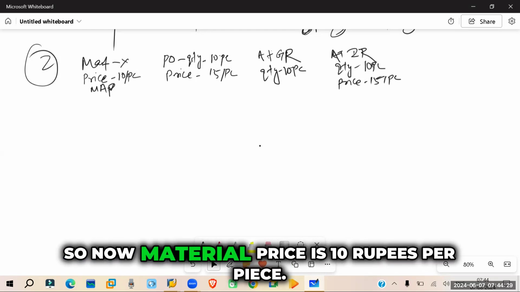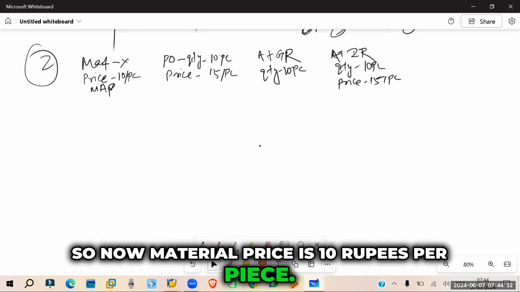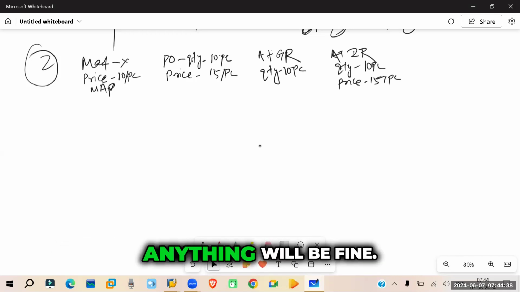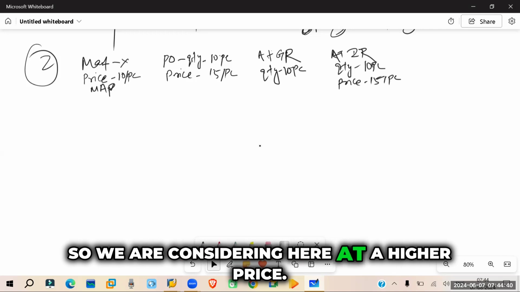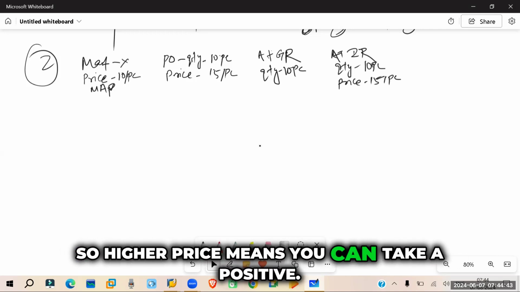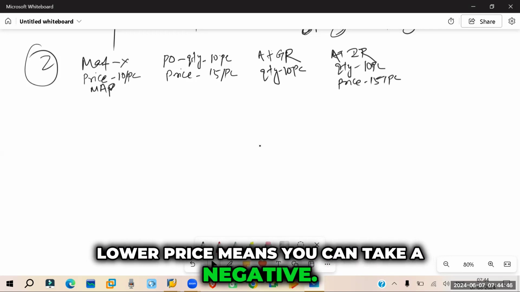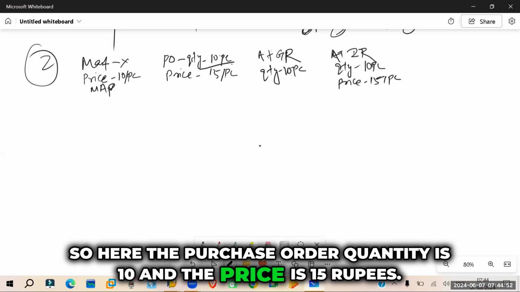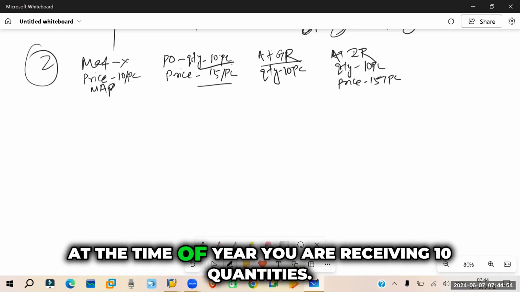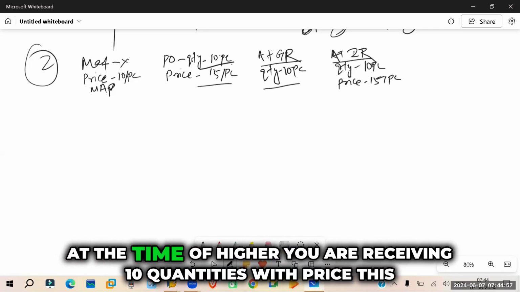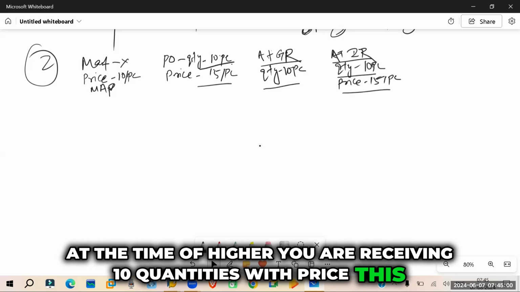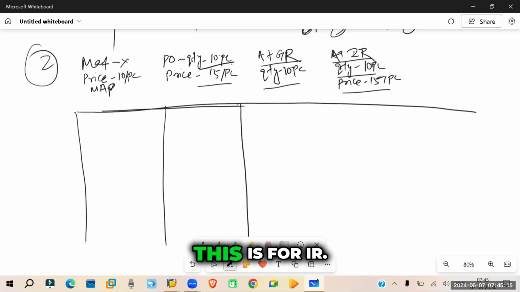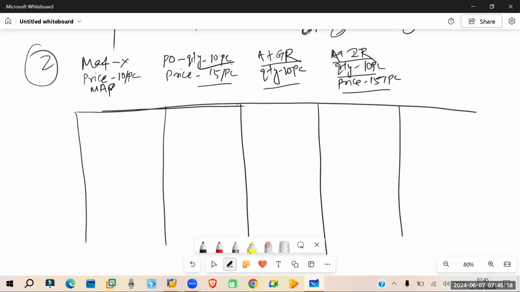So now the material price is 10 rupees per piece. In the purchase order, you have given, let's say, a higher price or lower price, anything will be fine. We are considering a higher price here. A higher price means you can take a positive, a lower price means you can take a negative. So here the purchase order quantity is 10 and the price is 15 rupees. At the time of GR, you are receiving 10 quantities. At the time of IR, you are receiving 10 quantities with this price. Now what will happen? Same thing: this is for GR, this is for IR, this is for payment.